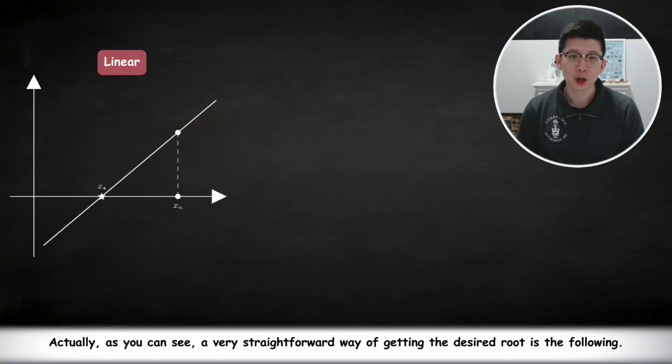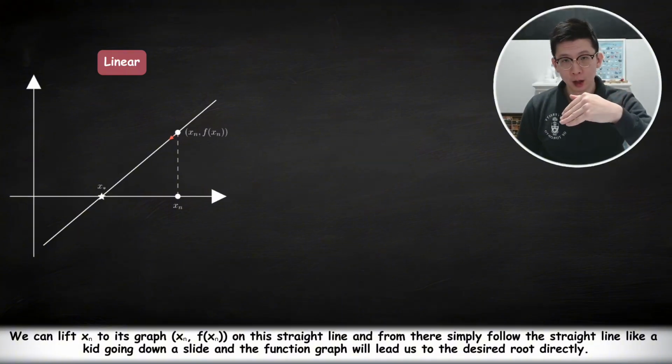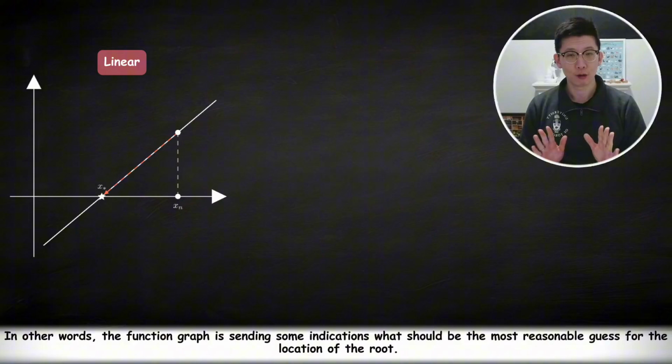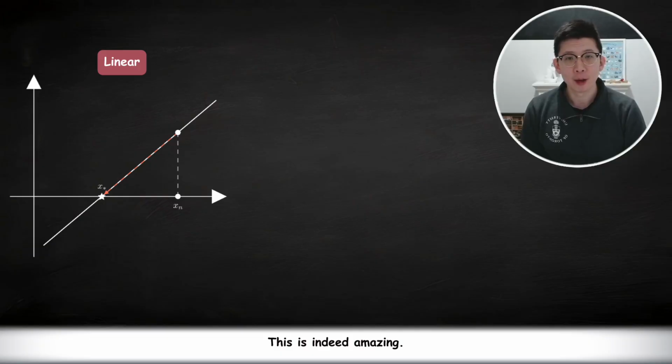Actually, as you can see, a very straightforward way of getting the desired root is the following. We can lift x_n to its graph point (x_n, f(x_n)) on this straight line. And from there, simply follow the straight line like a kid going down a slide. And the function graph will lead us to the desired root directly. In other words, the function graph is sending some indications of what should be the most reasonable guess for the location of the root. This is indeed amazing.